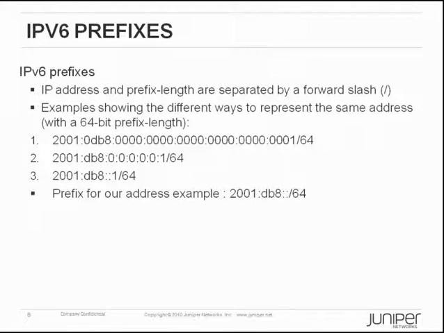Continuing with our IPv6 address example from the previous slide, we show the address as an example with a 64-bit prefix. The prefix itself will be represented as 2001:db8::/64. Note that the double colon is required to represent all the contiguous zeros in 16-bit segments.